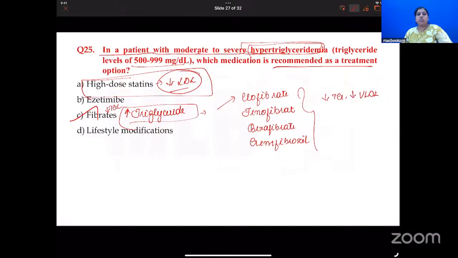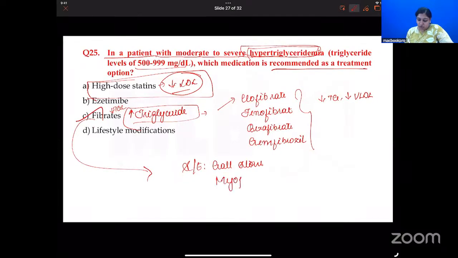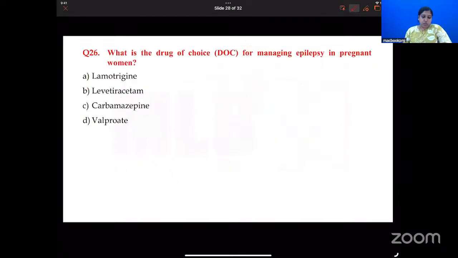Very good, Ankur. Cholelithiasis, that is gallstone, is one of the important side effects of fibrates. Along with gallstones, the other side effect is myopathy. That you also have to remember. Please give a big round of applause to him. All right, next question.